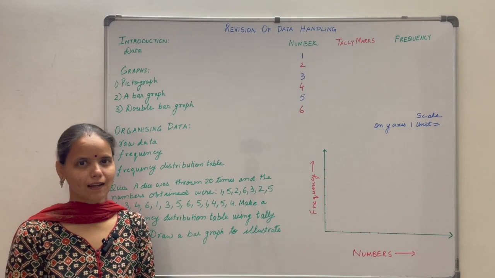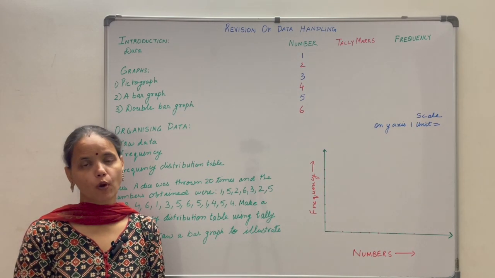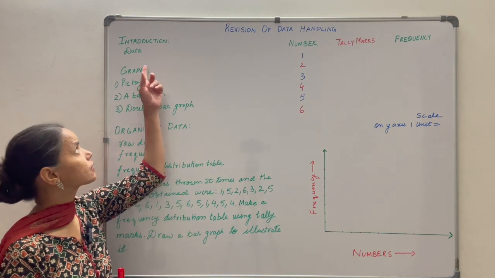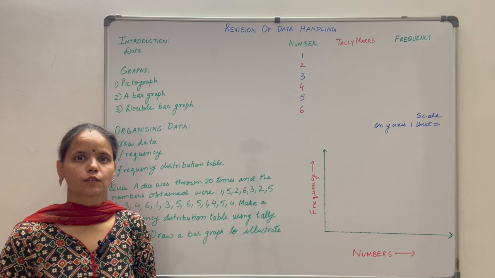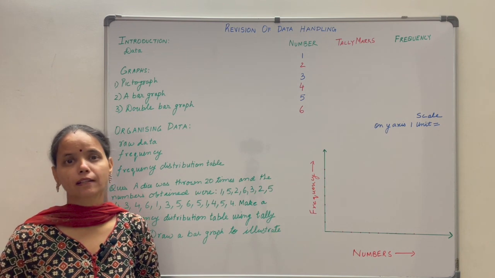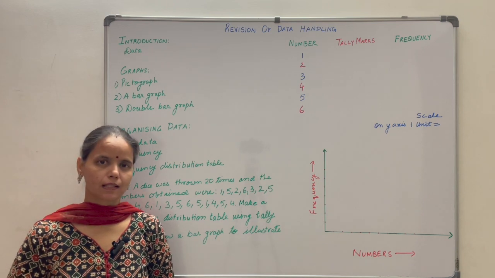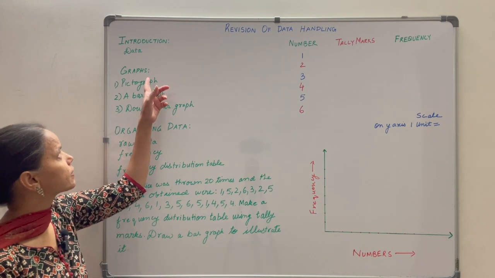Revision of data handling. Depending upon the requirement, the information is collected. This information collected is called the data. Sometimes the data is represented graphically to give us a clear idea of what it represents. Let us discuss the types of graphs.